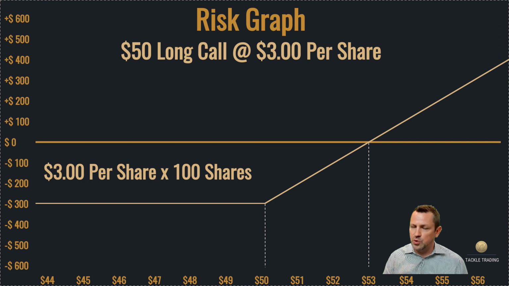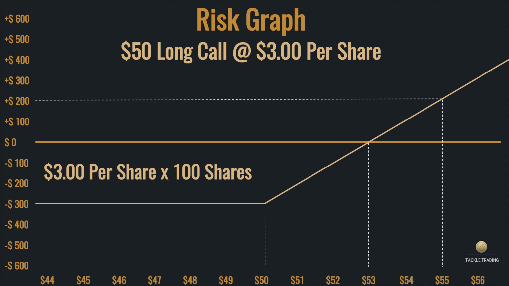Now, this is just a rudimentary look at a long call risk graph, but we can easily see that the graph profits if we see the price of the asset rise. If the underlying asset rises above 53, 54, 55, by the time it gets to 55 by expiration, we'd have a $200 profit because we have the right to buy it at 50. We spent $3 and we could turn around and sell it at 55. Hence, we would make $2 profit per share times 100 shares, or $200.